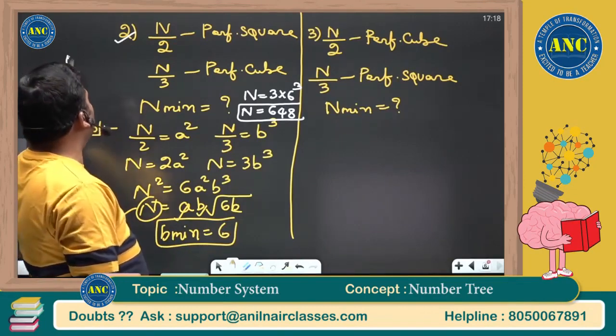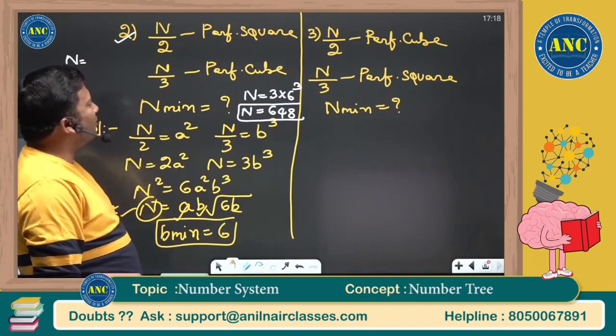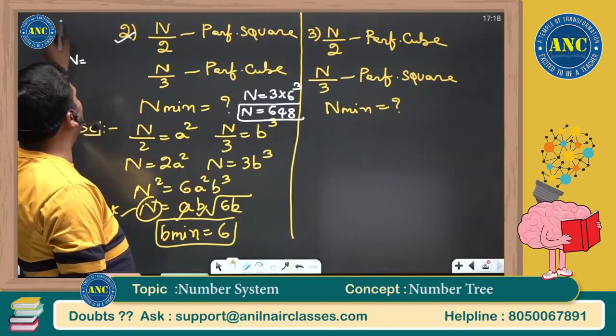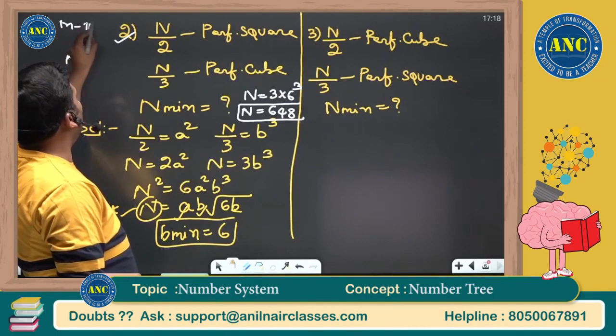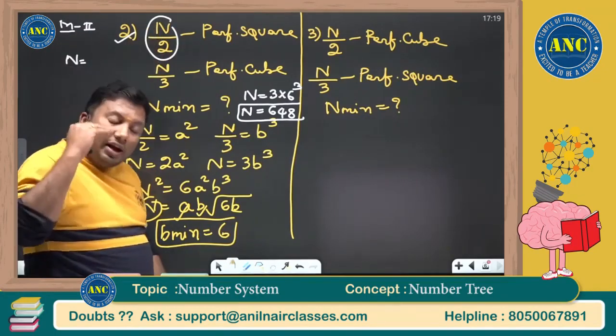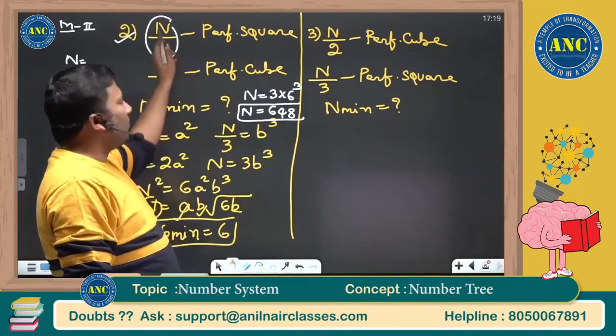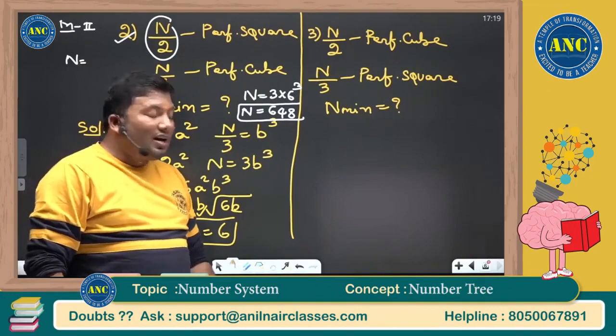Or what you can do is, n by 2 is a perfect square, n by 3 is a perfect cube. Method 2: n by 2 should be a perfect square. A number when you divide by 2 should be a perfect square. That means n should be divisible by 2.